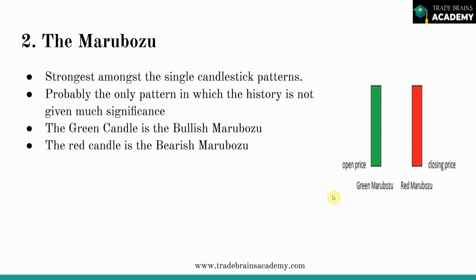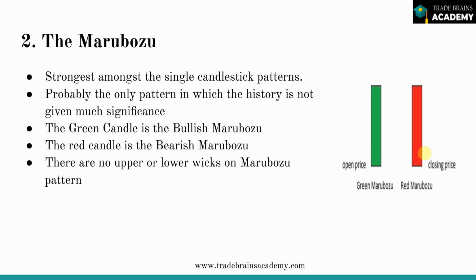The green candle here is the bullish Marubozu, and the red candle here is the bearish Marubozu. In the green candle, the open price is below the close price, and in the red candle, the open price is above the close price. Those are the two differences between a bullish and a bearish Marubozu candle. There are no upper or lower wicks in the candle, which means there is no shadow. The high and the low are just the complete body of the candle. There is hardly any wick formation in this form of candlestick pattern.